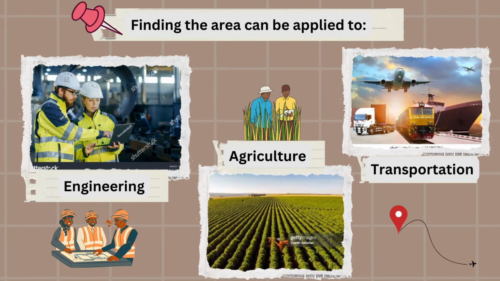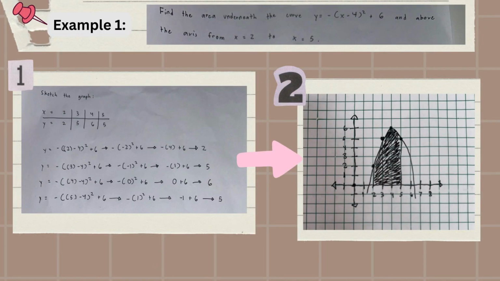Here are real-life examples of where finding the area can be applied: engineering, agriculture, and transportation. So now, we have our first example.